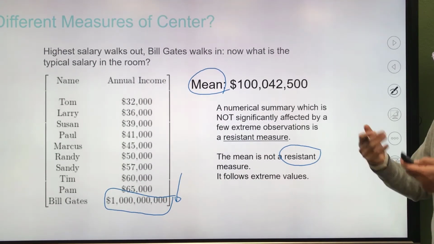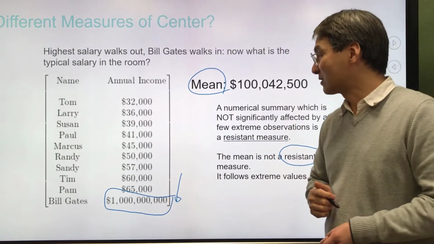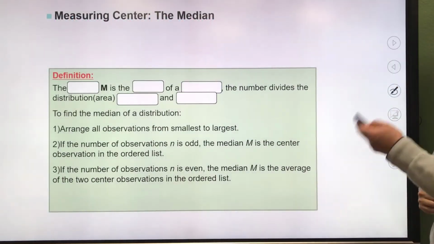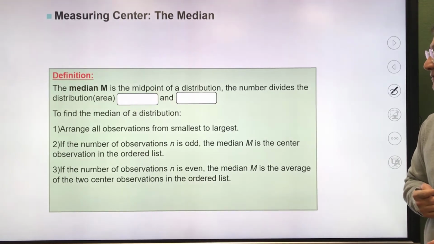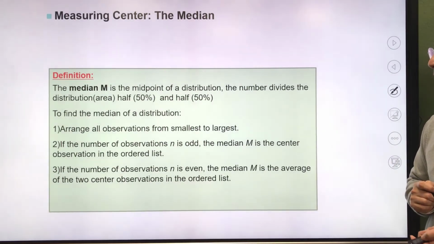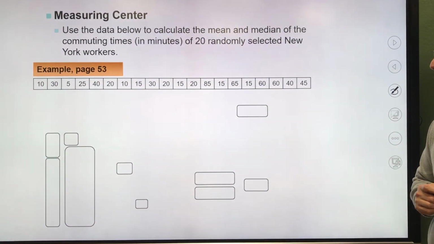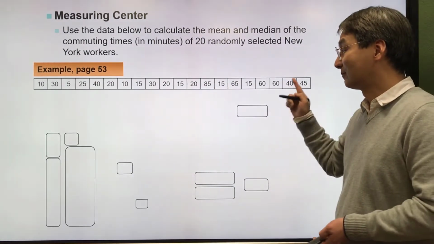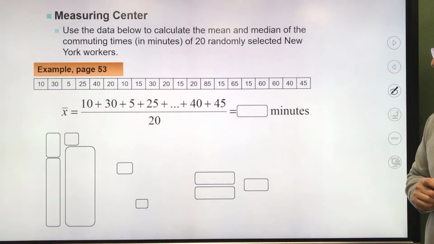So is there any other measure that is not affected by the extreme values very much? Yes, that is the median. So the median is simply the midpoint of the data points. Let me show you an example to explain what the median is. Let's just say there are 20 observations, and this is one sample. So the mean value, the sample mean, is like this.